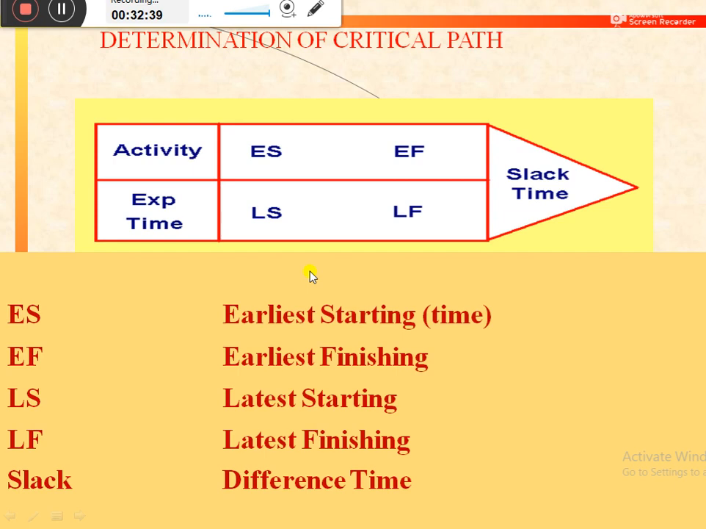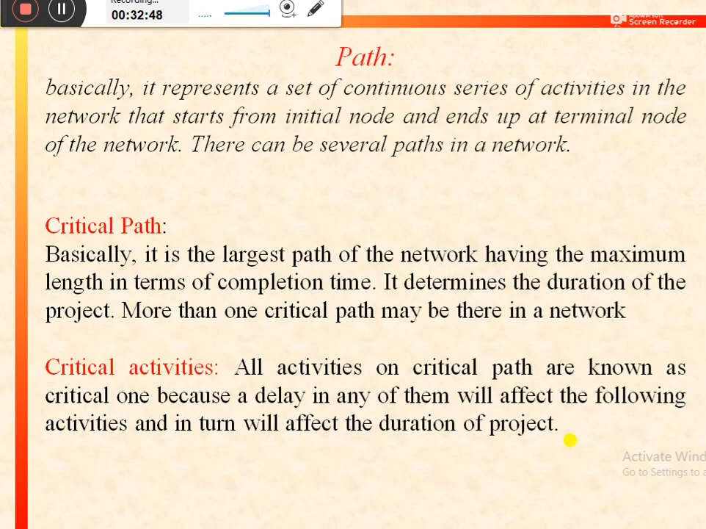So after calculating all these values, we need to determine the critical path for the network. But before that, we need to understand the concept of the path. Basically, a path represents a set of continuous series of activities in the network that starts from the initial node and ends up at the terminal node of the network. There can be several paths in a particular network.